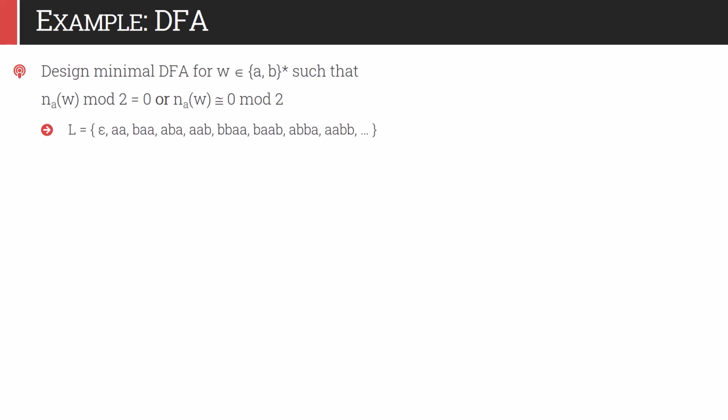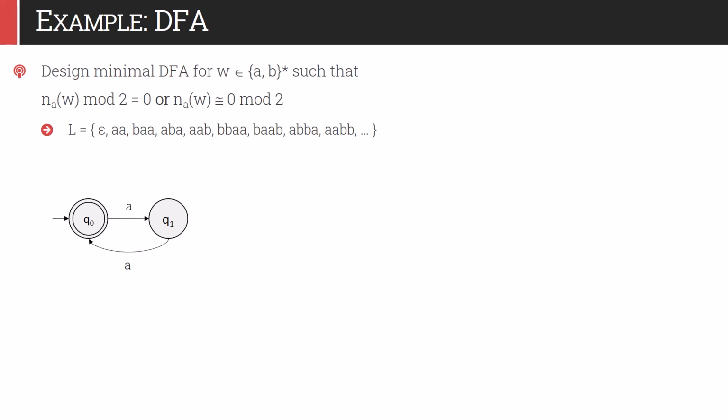Epsilon is part of the language, so the initial state would be the final state. When we read the first A, it should go to the non-final state. And when we read another A, it comes to the final state because we have read an even number of A's. So this DFA will simulate the strings with an even number of A's. 1 A not accepted, 2 accepted, 3 not accepted, 4 accepted, 5 not accepted, 6 accepted, etc.